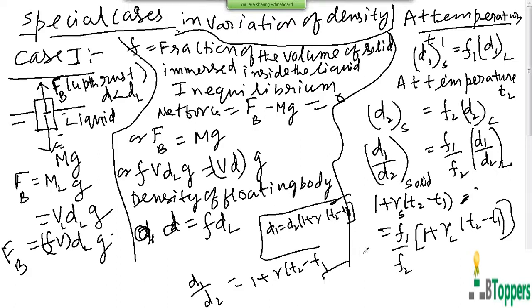So from this, you can find the ratio F1 by F2 or F2 by F1. Therefore, F2 by F1 equals 1 plus gamma for liquid into T2 minus T1 by 1 plus gamma for solid into T2 minus T1. Need not write running notes now. I will show you the notes in a systematic way in my next class.